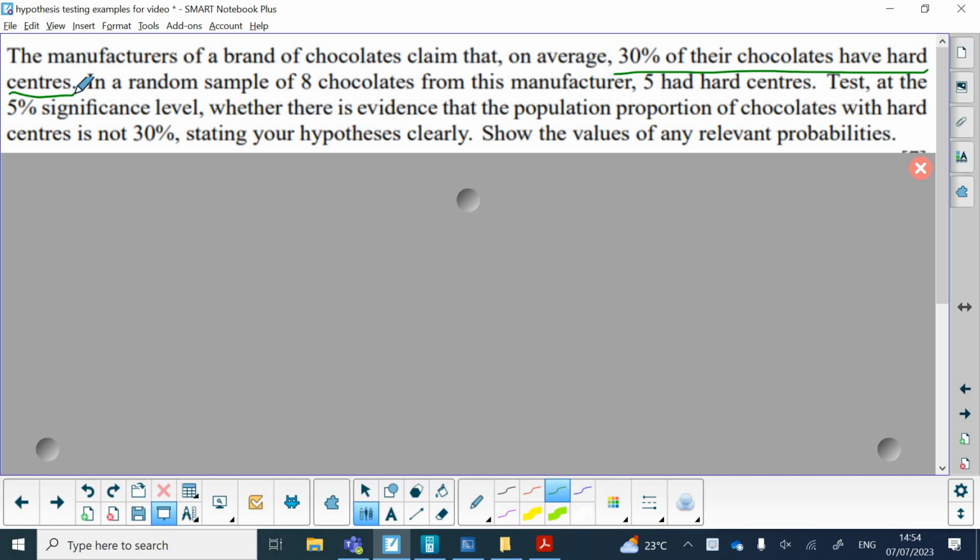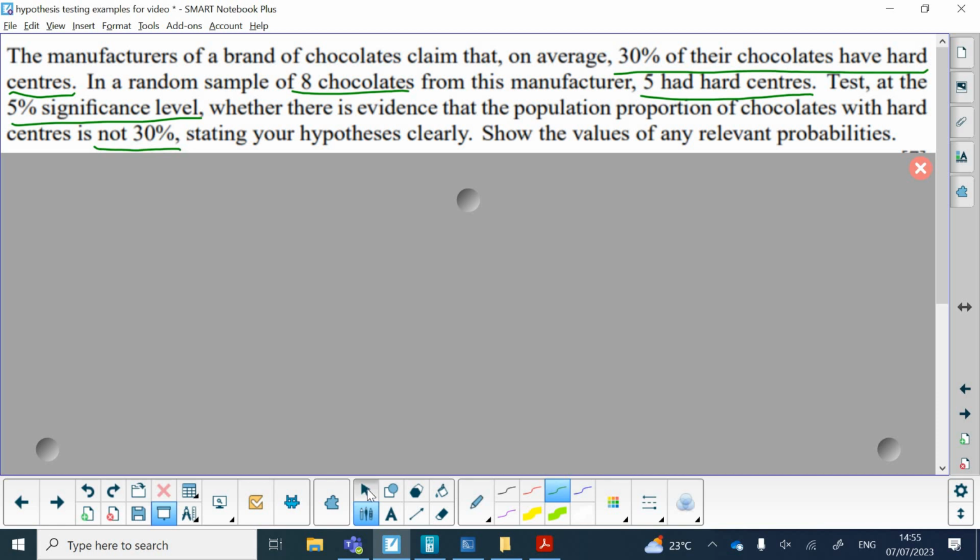In a random sample of 8 chocolates from this manufacturer, 5 had hard centres. So there's some data. Test at the 5% significance level whether there's evidence that the population proportion of chocolates with hard centres is not 30%. So we're interested in whether it's not 30%, stating your hypotheses and showing any relevant probabilities.